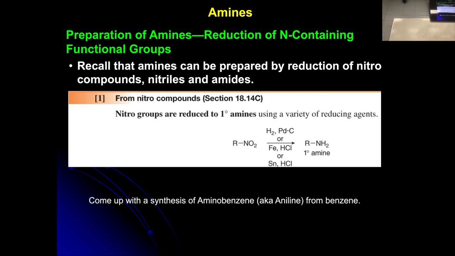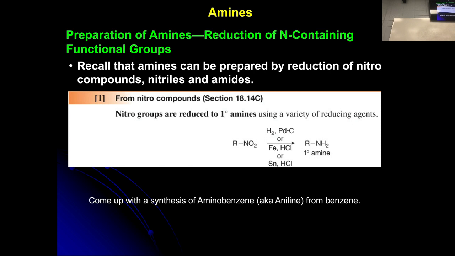E. A. S. Like EA Sports, right? Electrophilic aromatic substitution, right? We're going to do an electrophilic aromatic substitution reaction. We want to put a nitro group on an aromatic system. What reagents do I need here?